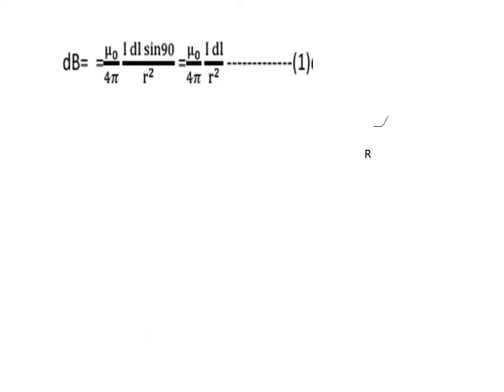Now we have to find the value of dB at point P due to element AB. AB is into the plane and a vector r is drawn from the center of AB to point P. The angle between AB and r is 90 degrees. So we get dB is equal to mu 0 by 4 pi I dl sin 90 by r square. Sin 90 is 1. So dB is equal to mu 0 by 4 pi I dl by r square. This is equation number 1.